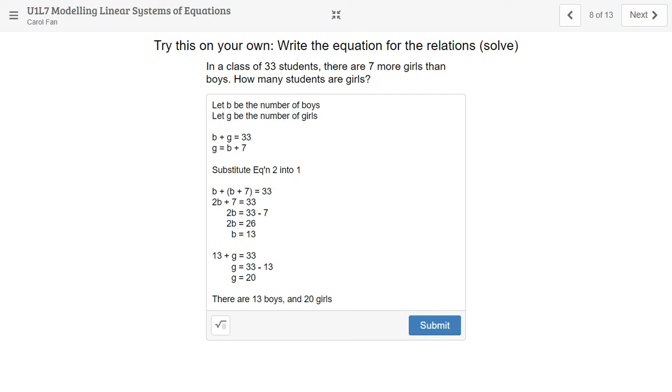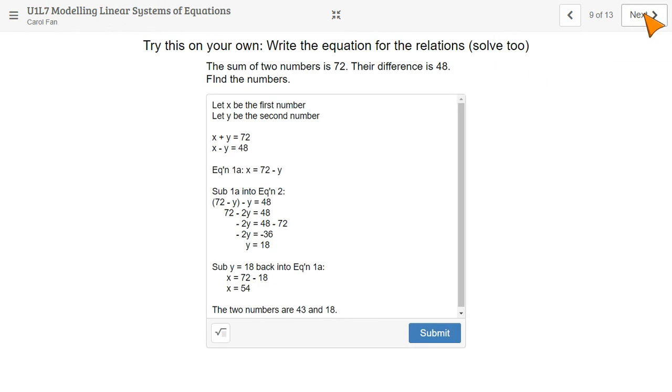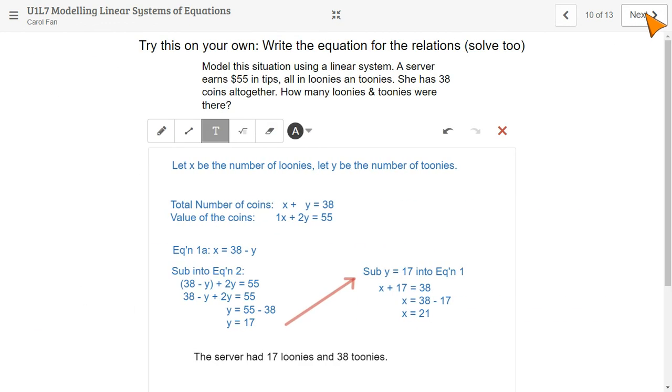Right, solutions for the questions to try on your own. Slide 8. This is slide 9 and slide 10.